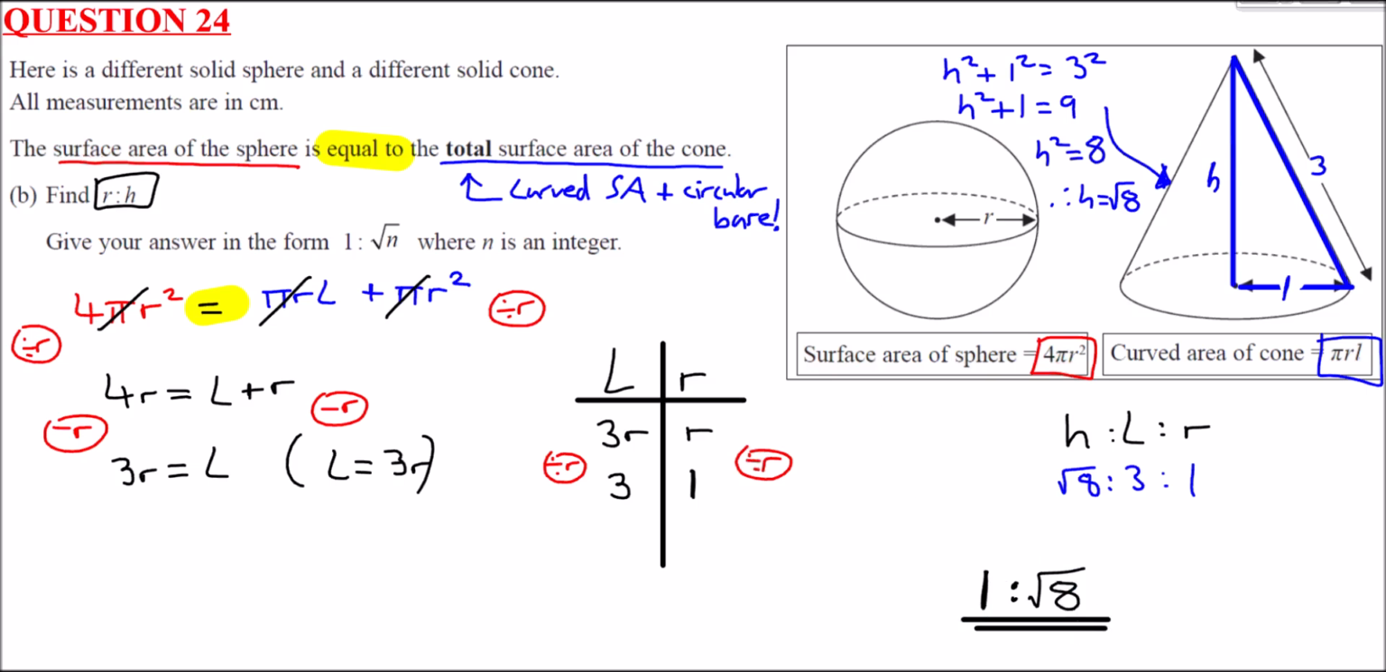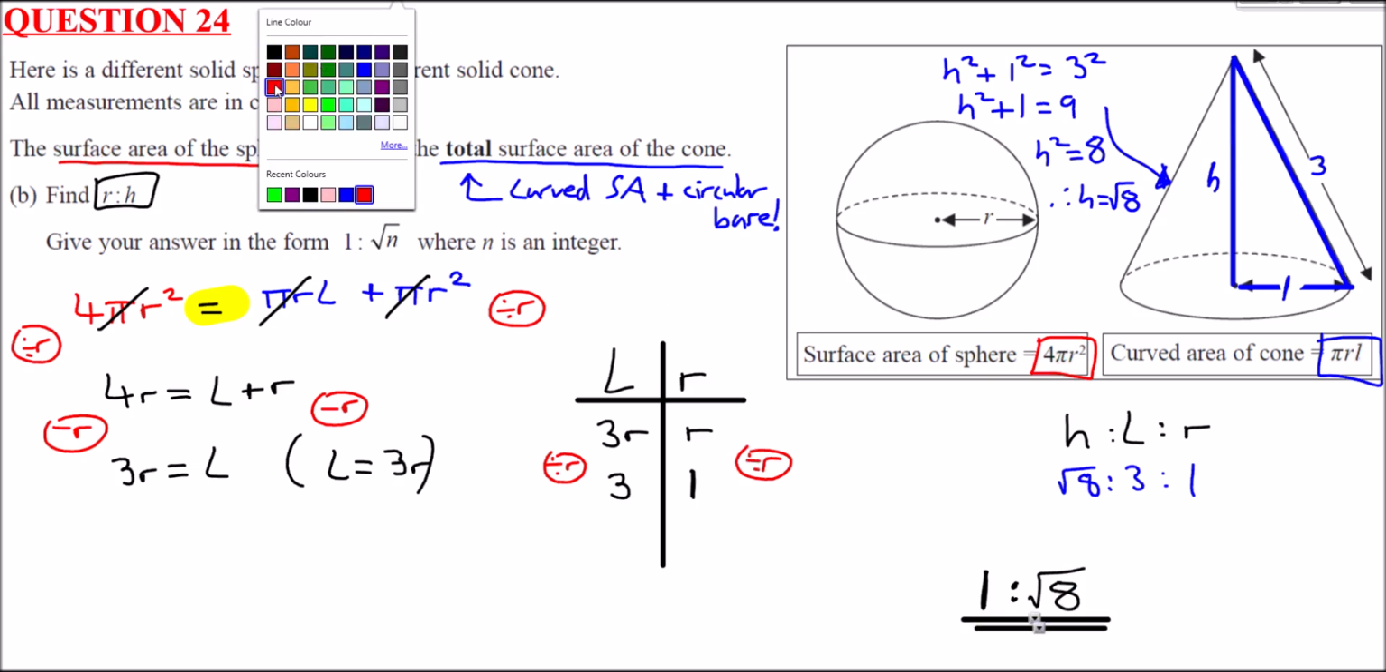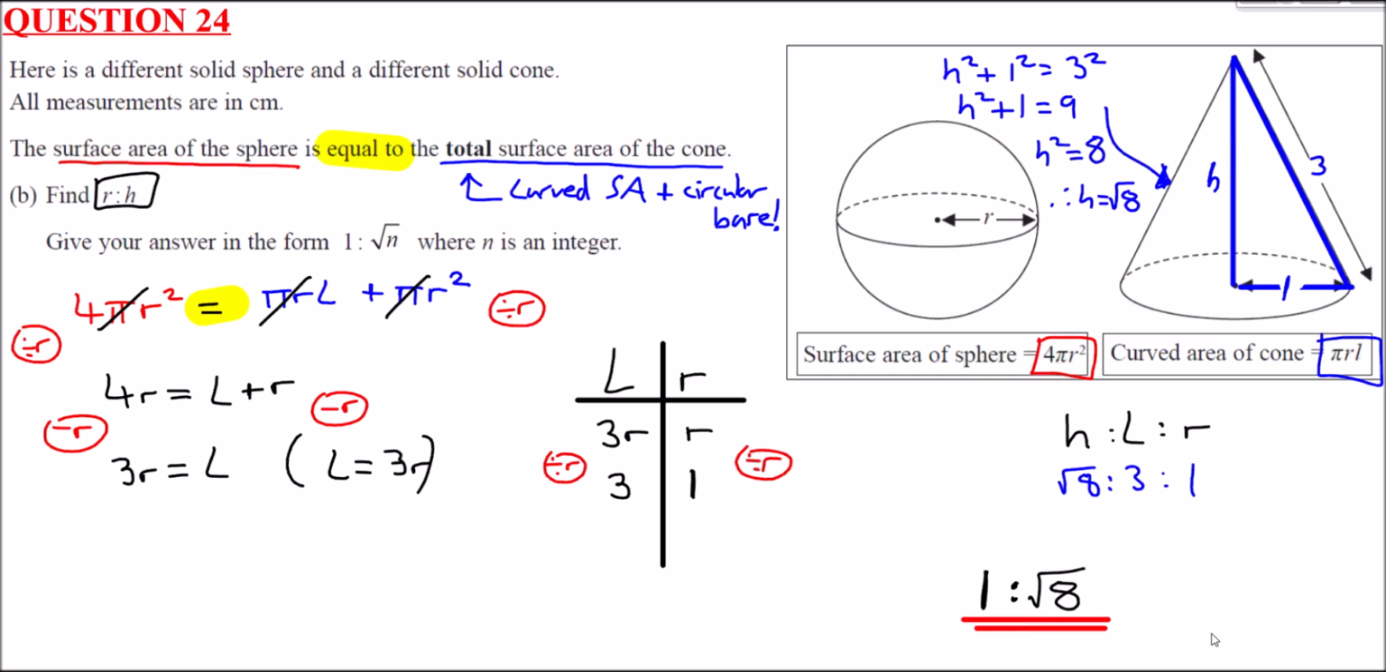That's the last part of the last question complete. Therefore, the whole exam paper has been talked through. That was quite epic, I think. I do hope you found some of it useful, though.